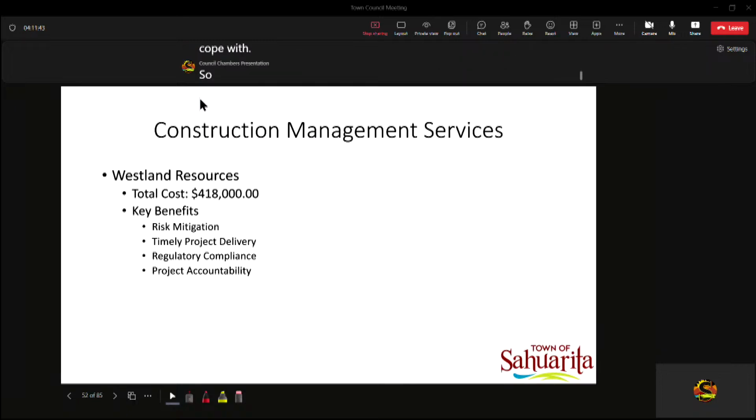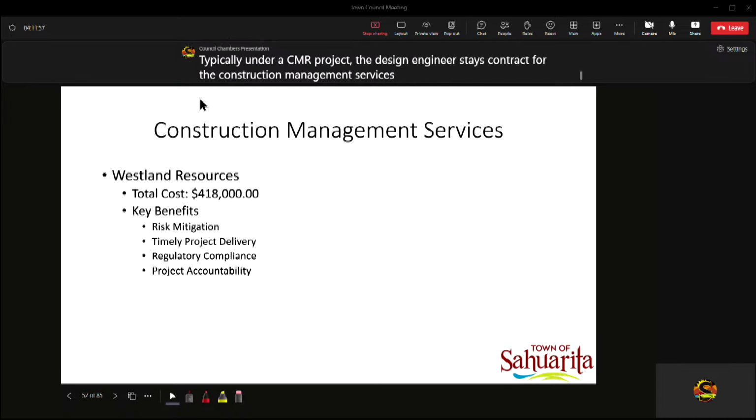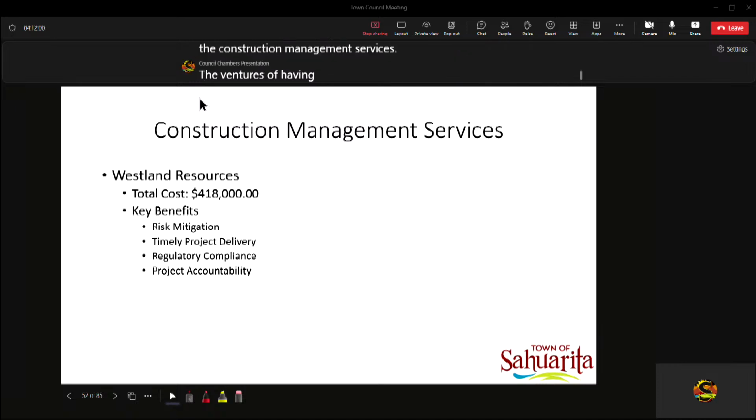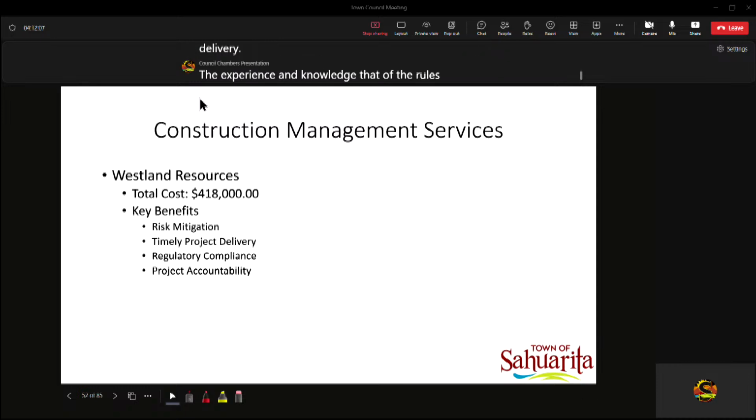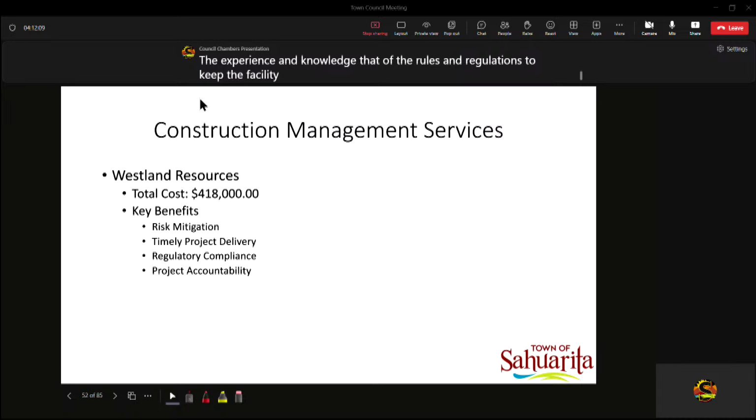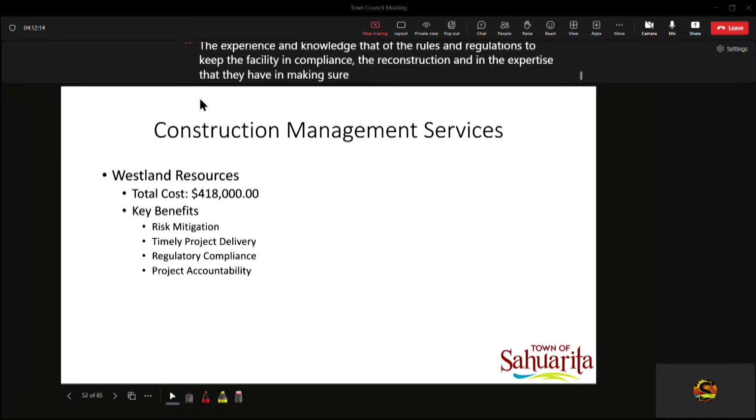So this one right here is actually a companion item. I believe it's the next item on tonight's agenda. Typically, under a CMR project, the design engineer stays contracted for the construction management services. The advantages of having the engineer on board are timely project delivery, the experience and knowledge of the rules and regulations to keep the facility in compliance during construction, and then the expertise that they have in making sure that the project is built per approved plans and specifications.